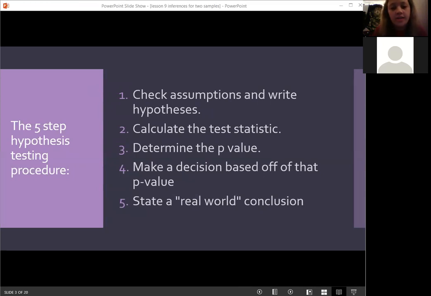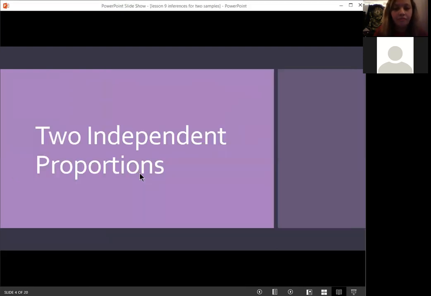And then your second step is always going to be calculating that test statistic. So remember, we use Z for proportions, T for means. Then the last 3 steps are always very similar. You calculate the p-value and then make a decision based upon the p-value, and lastly state a real-world conclusion. So that's just a review of our 5-step hypothesis testing procedure. We'll use that for every hypothesis test. Everything is just going to be specified in each step, depending on what we're talking about.